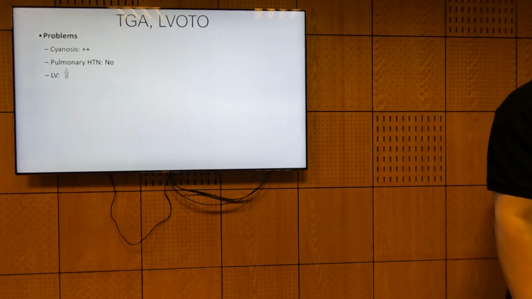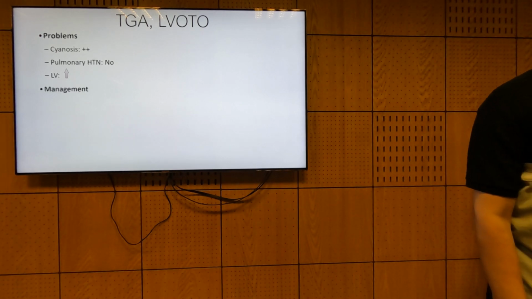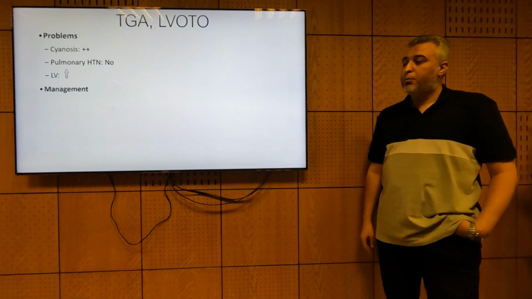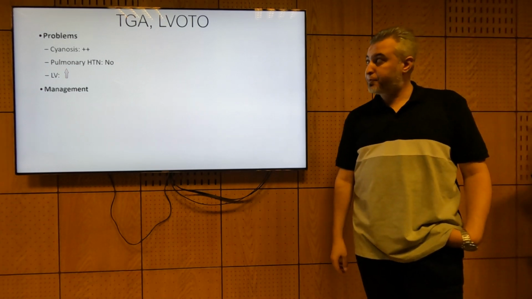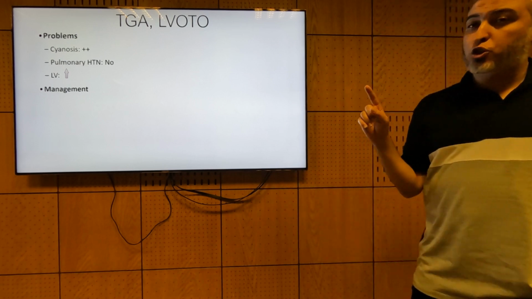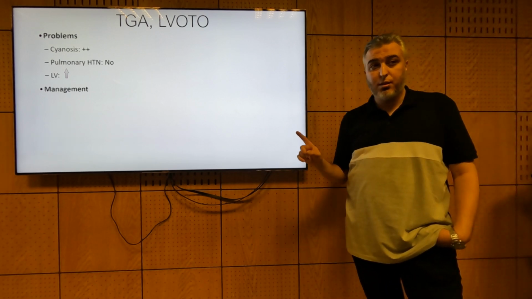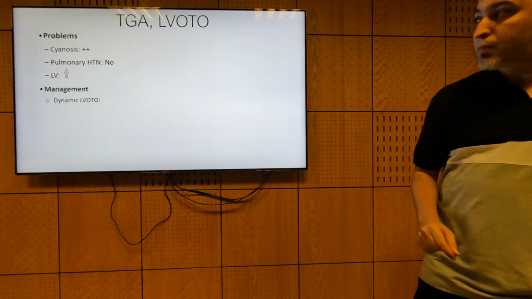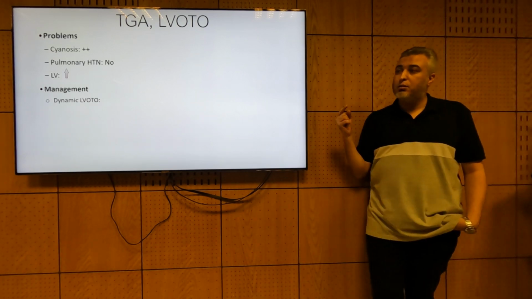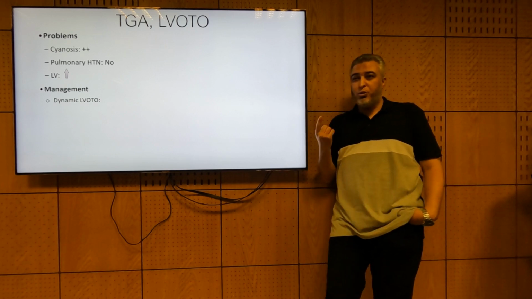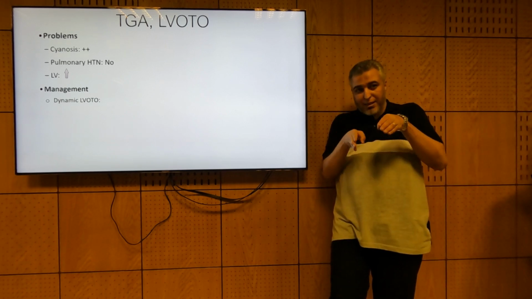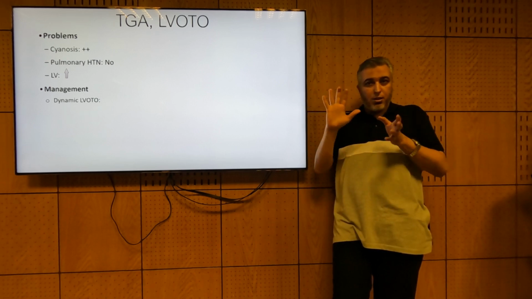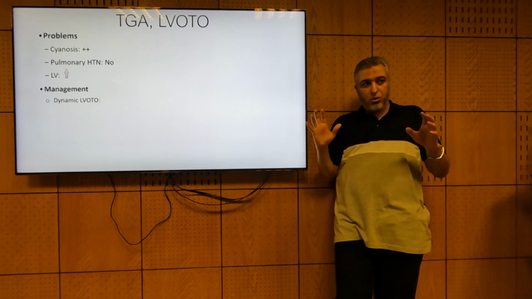So what do we do then? We actually have to differentiate here between two big entities. Is that LV obstruction dynamic or fixed? What is dynamic LV obstruction? Dynamic LV obstruction is LV obstruction caused by hemodynamics. So the LVOT itself is not narrow. The hemodynamics cause the LVOT to become narrow.